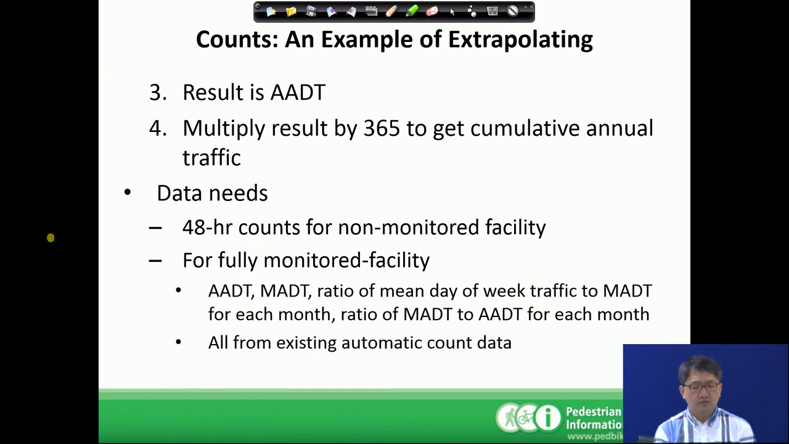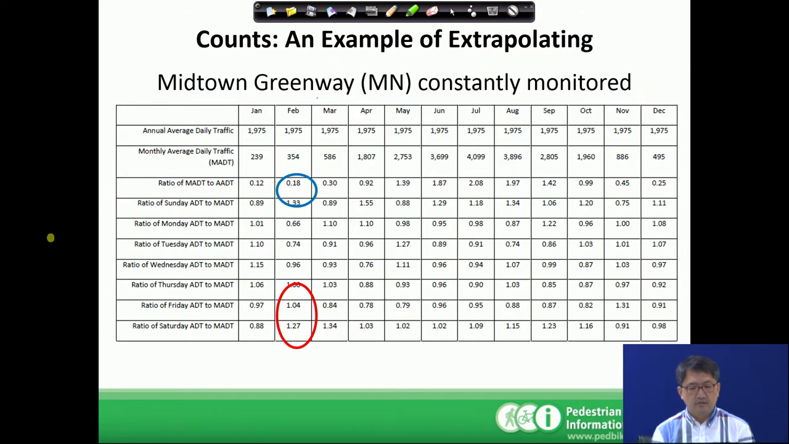So typically 48 hours for non-motorized facilities. Again, this depends on variations, but it's typically being used and seems reasonable. And you have a motorized facility for AADT or monthly average daily traffic or all other factors. So this is one example of the factors.